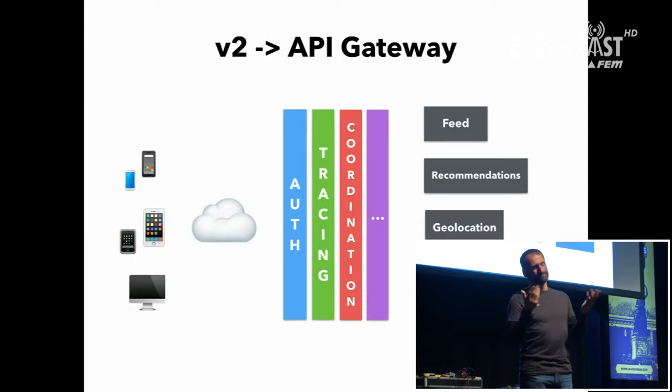Basically, it's that you take some of those cross-cutting concerns, those things that you're repeating in each one of your services, and you pull them into this one central entity in your architecture. You have your clients communicate with that gateway, and you let that gateway deal with a lot of those cross-cutting concerns.